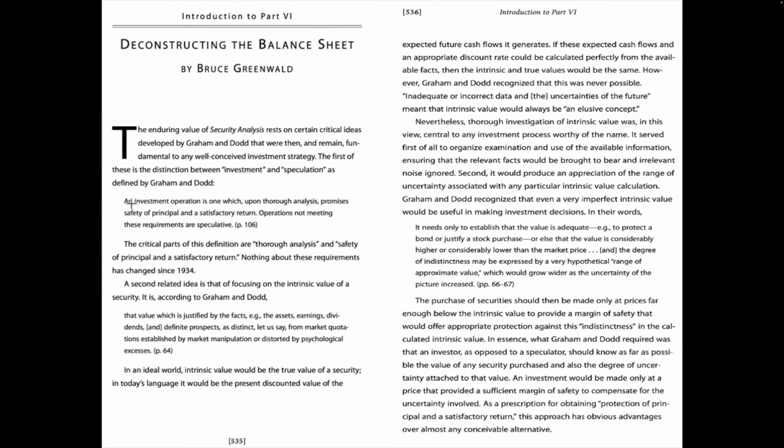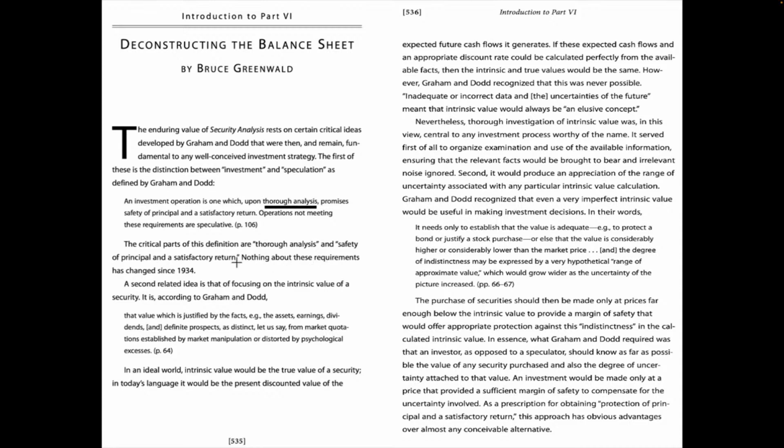The first one says an investment operation is one which, upon thorough analysis, promises safety of principal and a satisfactory return. Operations not meeting these requirements are deemed speculative. This is literally the first chapter of The Intelligent Investor by Benjamin Graham. Now, the question is, what is this thorough analysis? What do you need to do to be thorough with your business? This is where the second thing comes in.